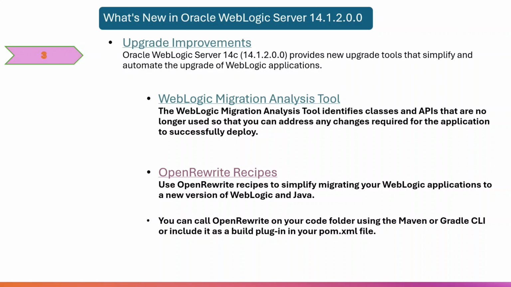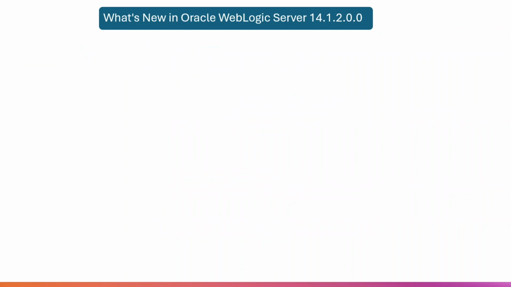We will also see another tool that helps developers migrate existing applications to the latest version of WebLogic and Java, and that is the OpenRewrite tool. OpenRewrite simplifies migrating our WebLogic applications to the new version of WebLogic and Java. Developers can use this tool in their code folder using the Maven or Gradle CLI, or they can use it as a build plugin in the pom.xml file.